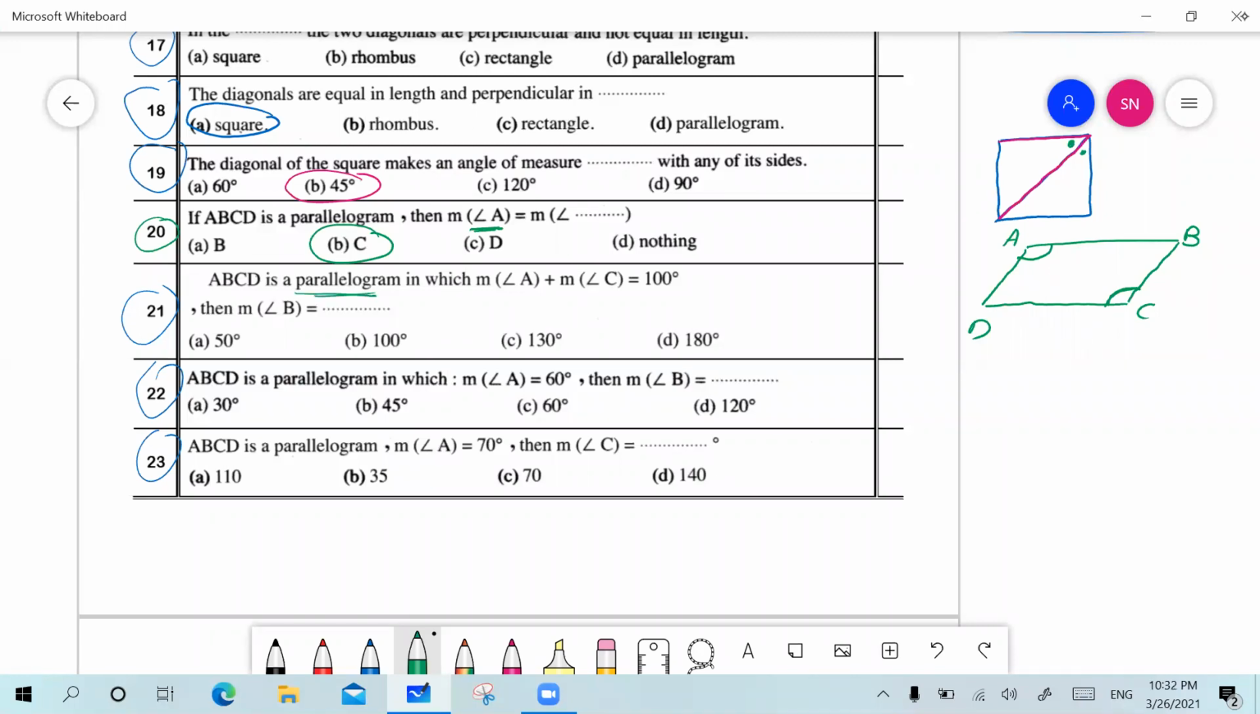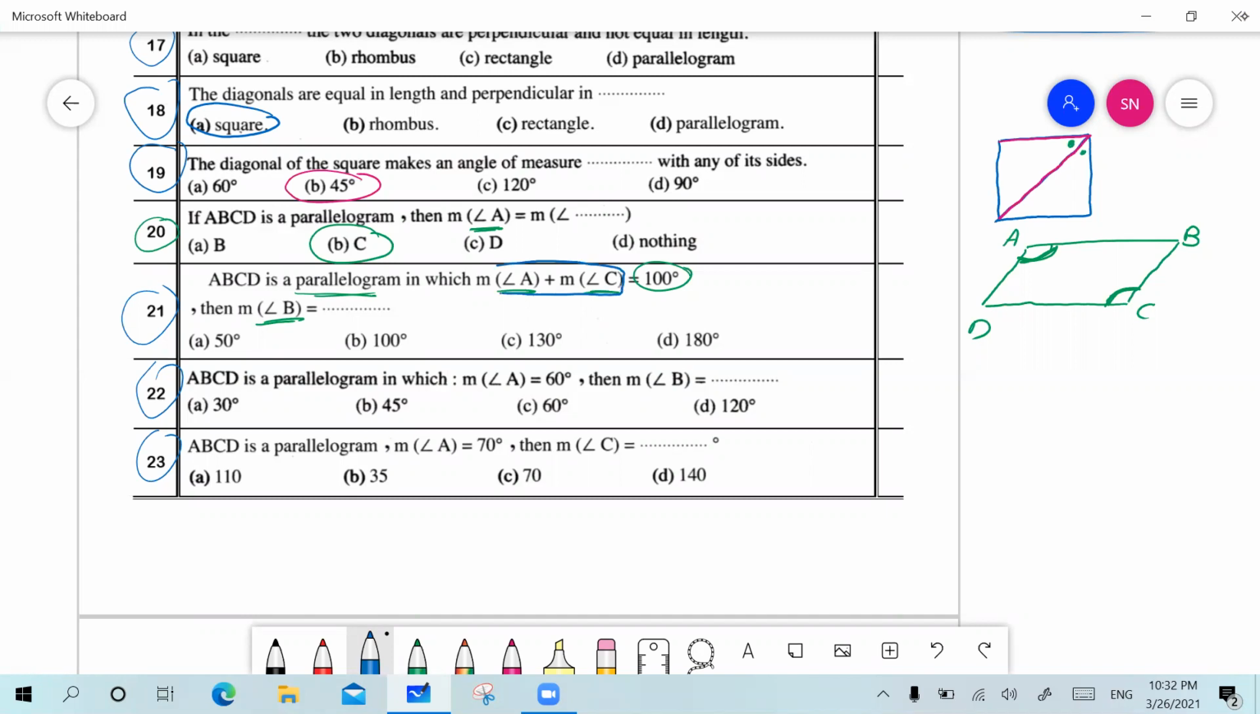ABCD is a parallelogram in which angle A plus angle C equals 200. Then the measure of angle B is equal to? Who's going to answer this question? Yeah, Judy. It's equal to 130 degrees. Okay, how did you get it? I did 360 minus 200, which is equal to 160. Then I divided by 2, so it's equal to 130, because they are opposite to each other.